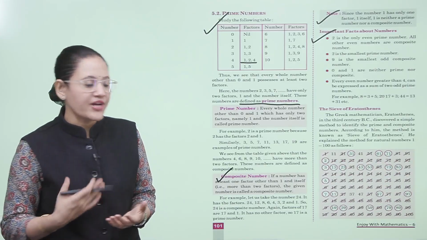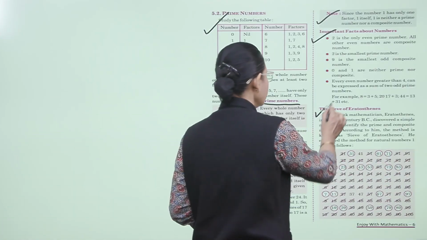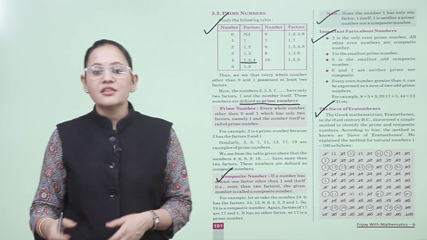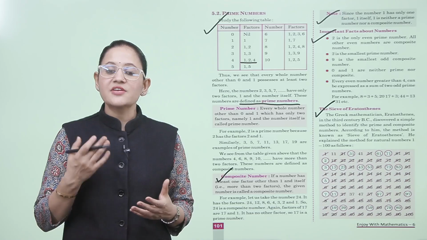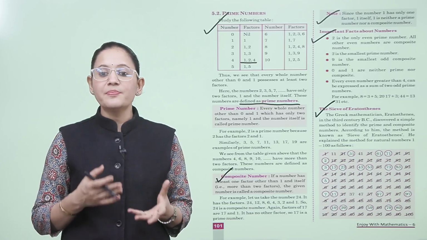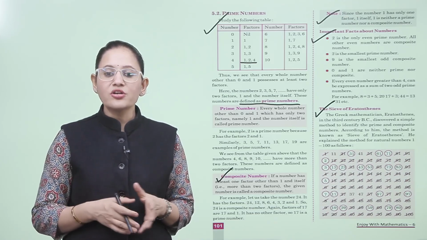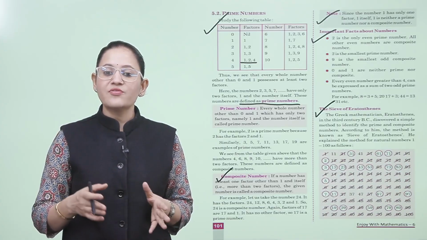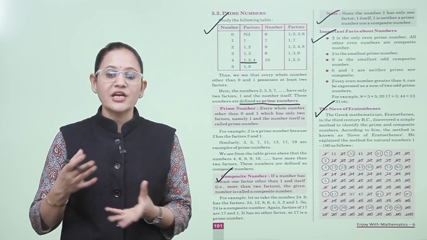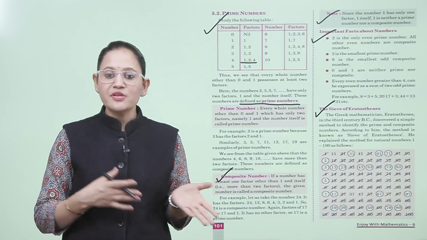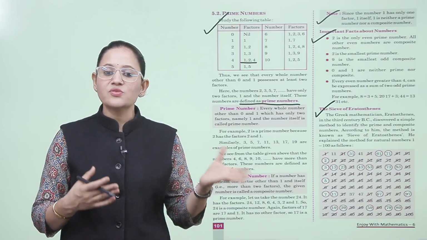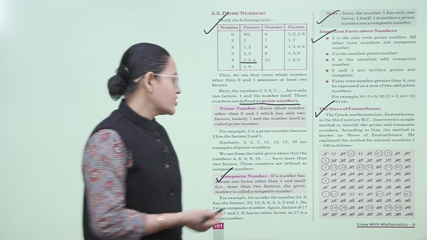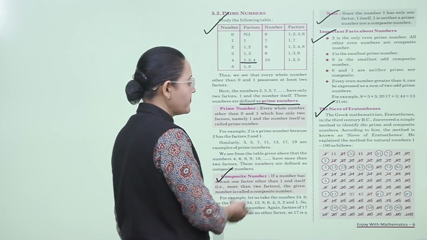Next is the sieve of Eratosthenes. The Greek mathematician Eratosthenes, in the 3rd century BC, discovered a simple method to identify prime and composite numbers. The method is known as the sieve of Eratosthenes because it helps us find the prime numbers between 1 and 100. He explained the method for the natural numbers 1 to 100 as follows. So this is the sieve of Eratosthenes.